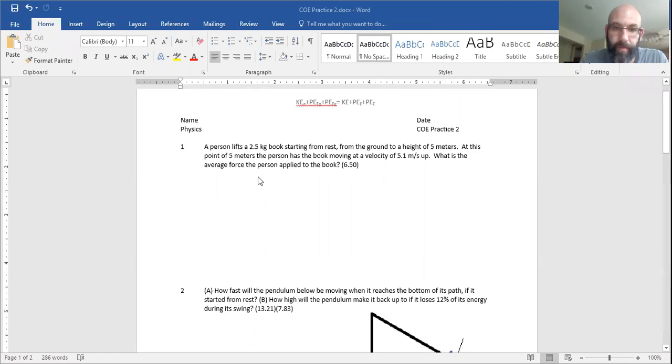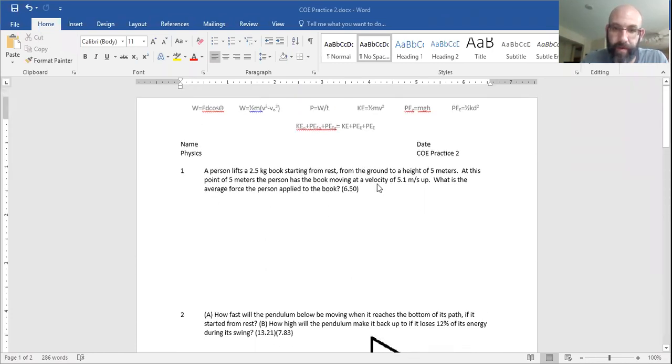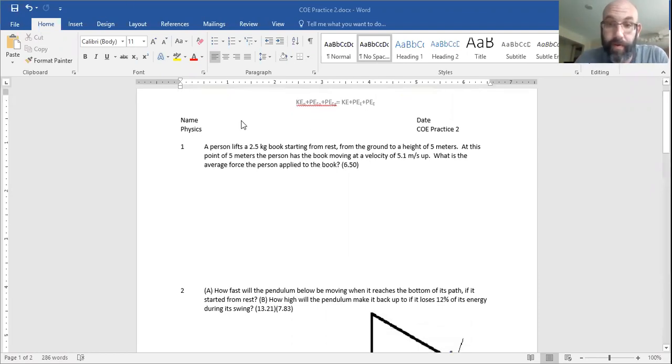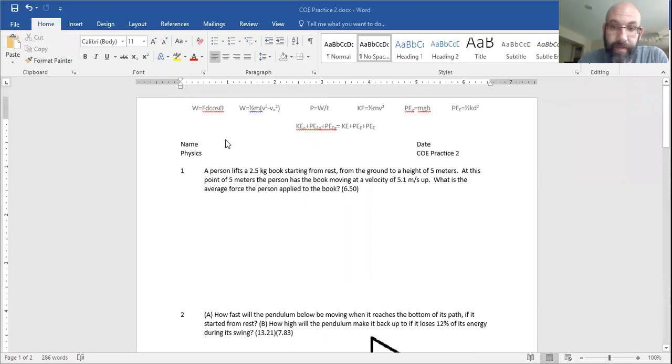So number one, a person lifts a 2.5 kilogram book from rest from the ground to a height of 5 meters. At this point of 5 meters, the person has moved the book at 5.1 meters per second, moving it up. What is the average force the person applied to the book? Okay, so we need to find force.